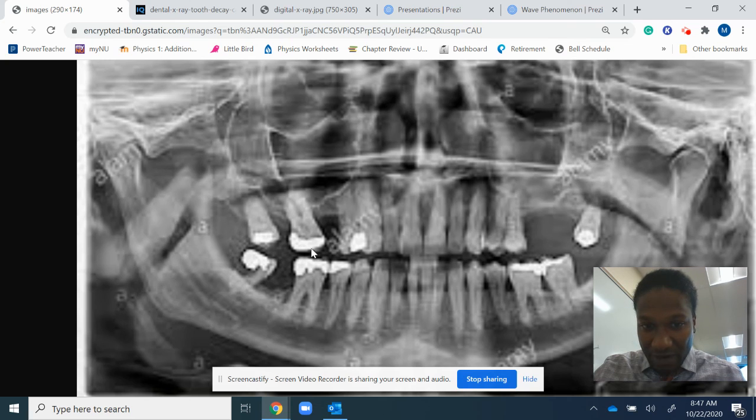Okay. I'd also be concerned because look at this huge spacing between teeth. That's spacing that bacteria can build up in, and you end up with plaque or what they call gingivitis. So that's how x-rays generally work. That's how they know what they're looking at.